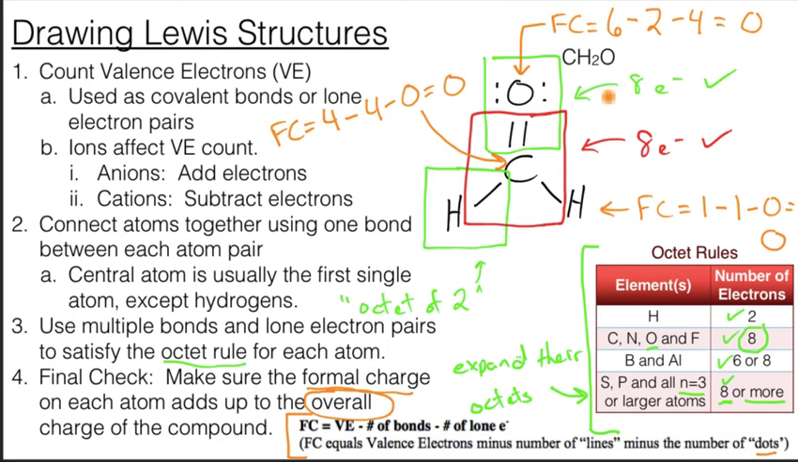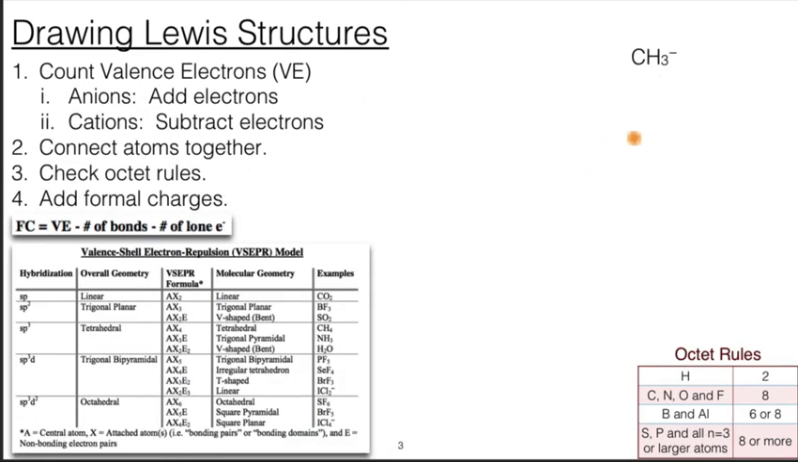That's what you want. In the next video, we're going to practice with this anion here. In this one, when we add up the formal charges, the total formal charge needs to equal the -1 that's on this molecule. But again, we'll deal with that in the next video.